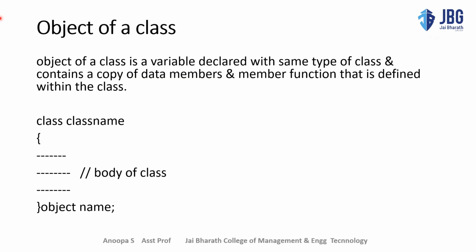Now next we will move on to the object of a class. We have seen the object in the last tutorial also. An object is a variable declared with the same type as the class, and it contains a copy of the data members and member functions that are defined within the class. So: class name, body of class, object name. The same copy of the class will be created when we create an object.